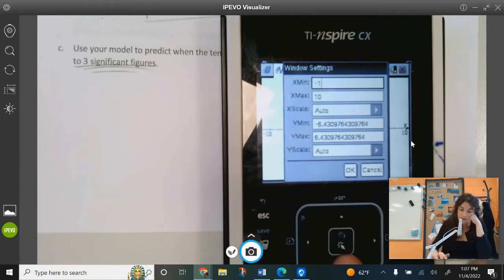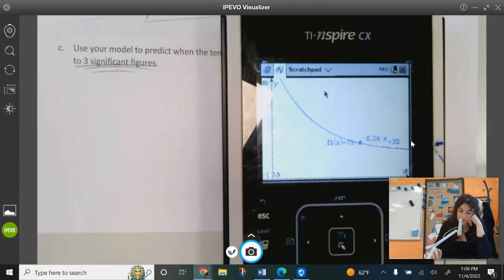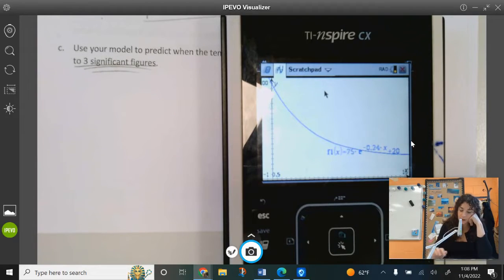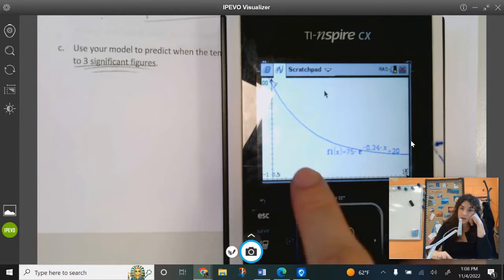I'm going to set my window. We're talking about 8 minutes, so 10 there. Let's do 15 just in case. We don't really care about this. We know our initial temperature is going to be 75, so let's go up to 80. Oh, sorry, not 75, 95. So let's go up to 100. Okay, so we can see that it tapers off at 20.